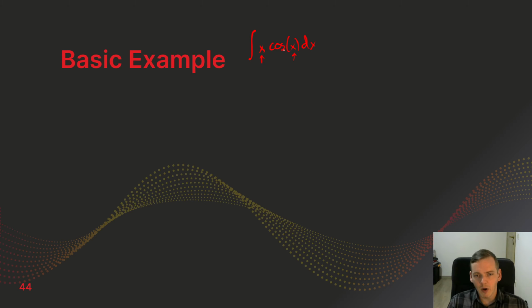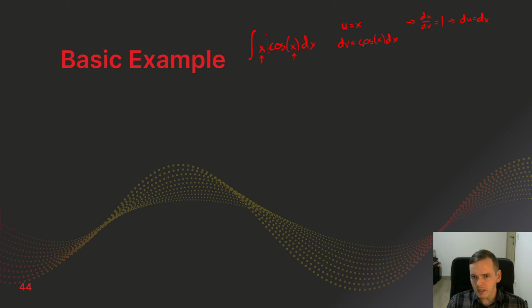So we pick part of the function that is going to get simpler when I take the derivative. So in this case, I'm going to say u equals x. And that means my dv is left as cosine of x dx, right? Because if the first part right here is u, everything that's left over is dv. So that means the derivative of u is 1, or in other words, du equals dx.